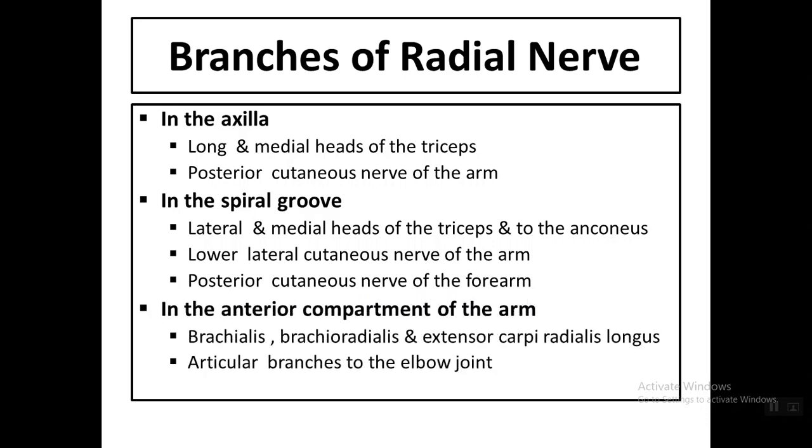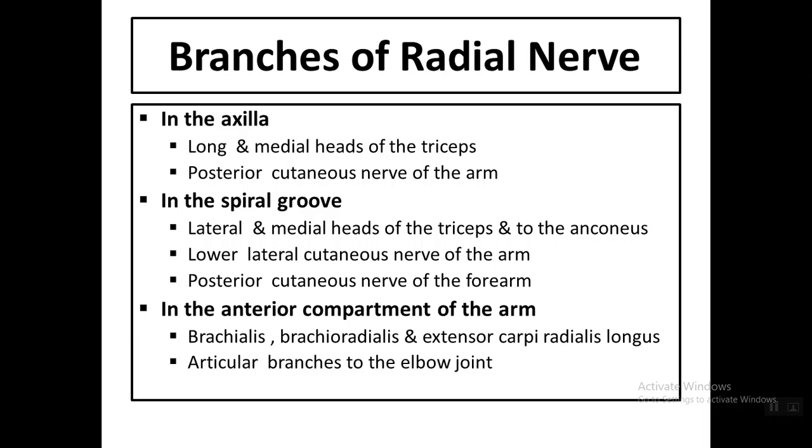Lastly, when it becomes in the anterior compartment of the arm, it will give branches to the brachialis, brachioradialis, and extensor carpi radialis longus, and also when it lies near the elbow joint, it will give articular branches to the elbow joint. So the radial nerve gives branches in the axilla, branches in the spiral groove, and more distally when it becomes in the anterior compartment. It was initially in the posterior compartment.